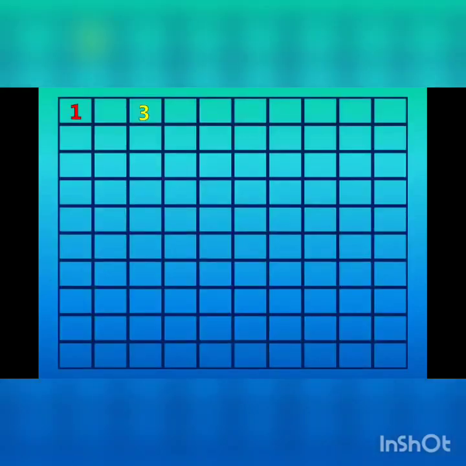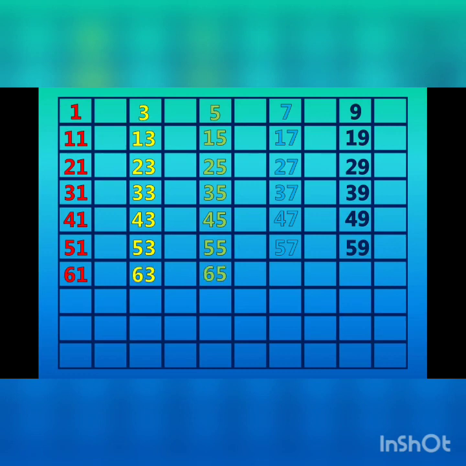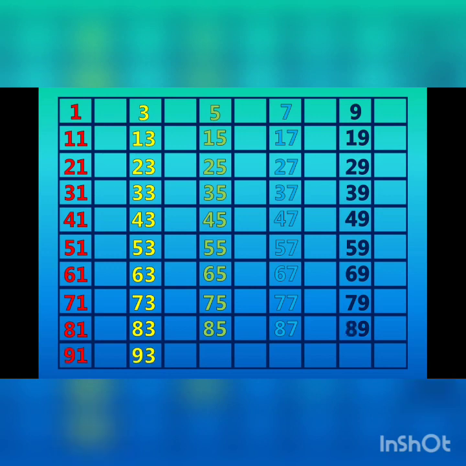Ready? 1, 3, 5, 7, 9, 11, 13, 15, 17, 19, 21, 23, 25, 27, 29, 31, 33, 35, 37, 39, 41, 43, 45, 47, 49, 51, 53, 55, 57, 59, 61, 63, 65, 67, 69, 71, 73, 75, 77, 79, 81, 83, 85, 87, 89, 91, 93, 95, 97, 99.